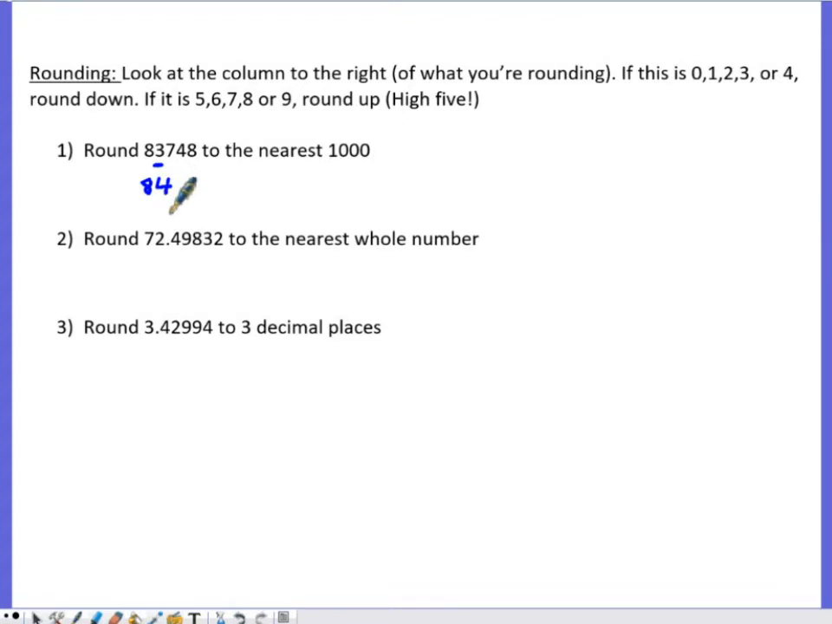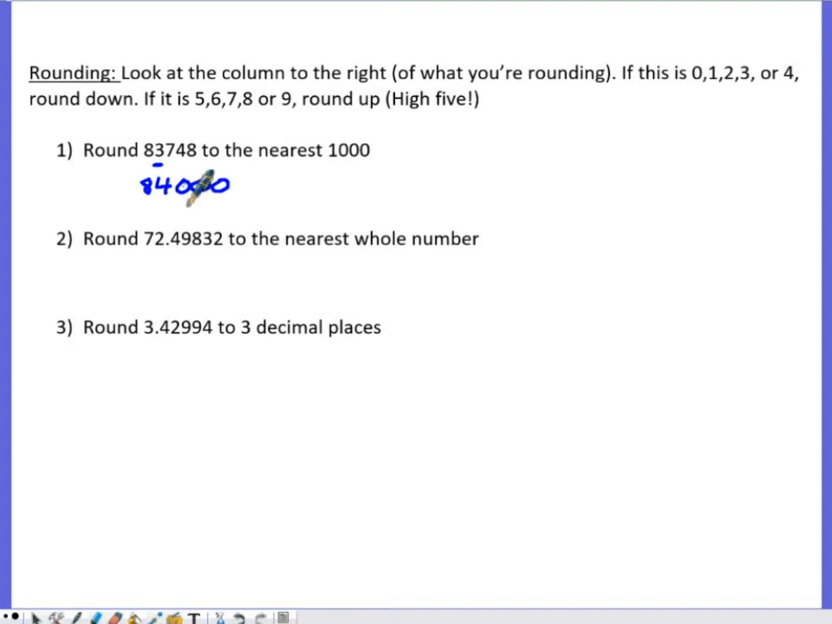So we end up with 84. And then the rest of the numbers after it become zeros. So 0, 0, 0, and we get 84,000. Just take a minute to have a think. Does that look right? If I said 83,748 to the nearest thousand, yes, it is closer to 84,000 than 83,000.